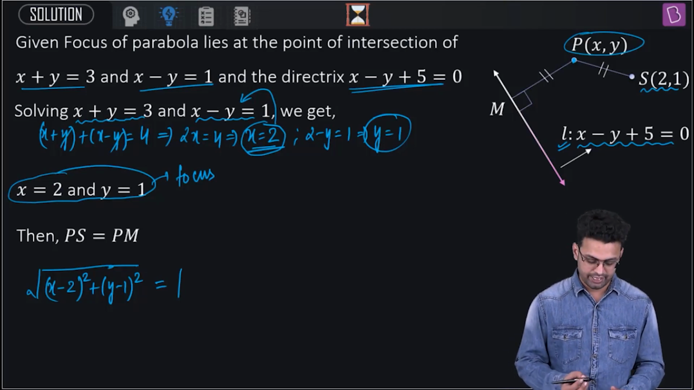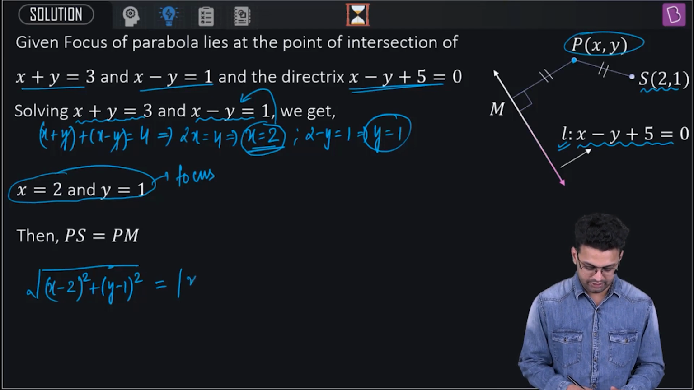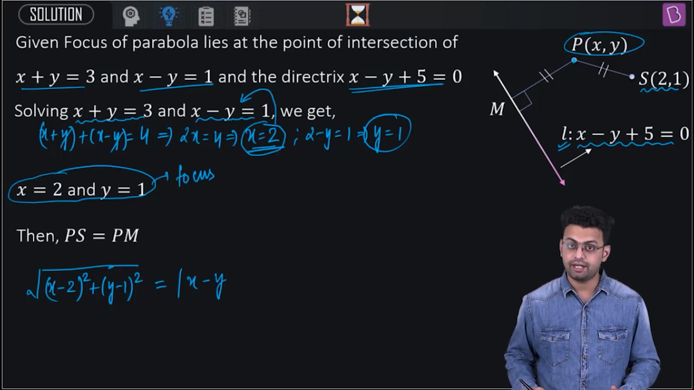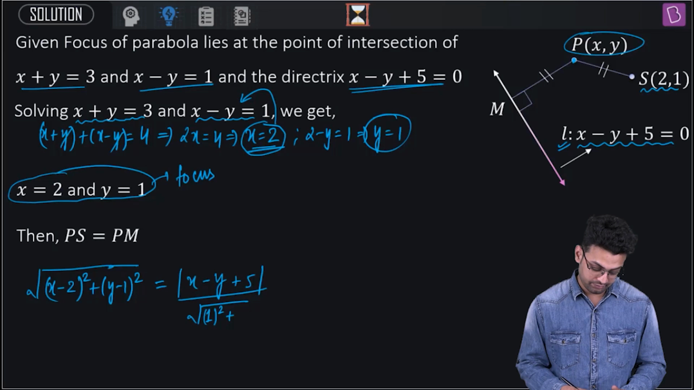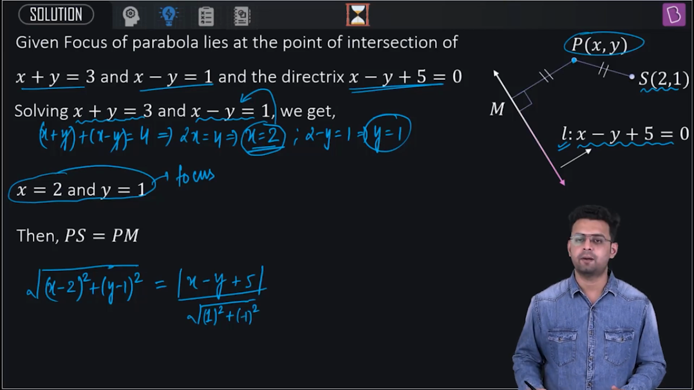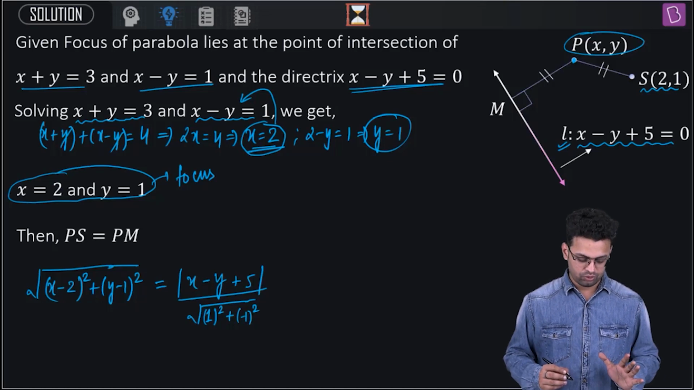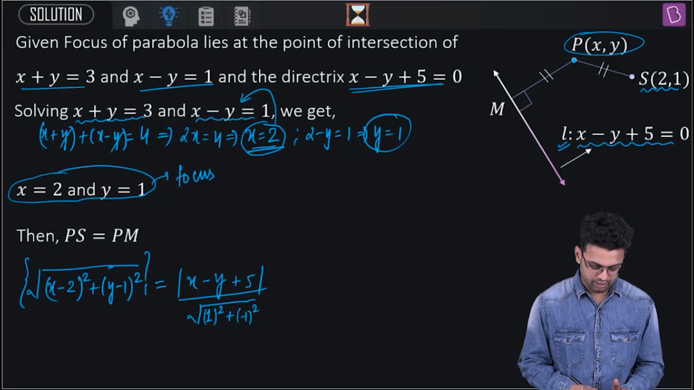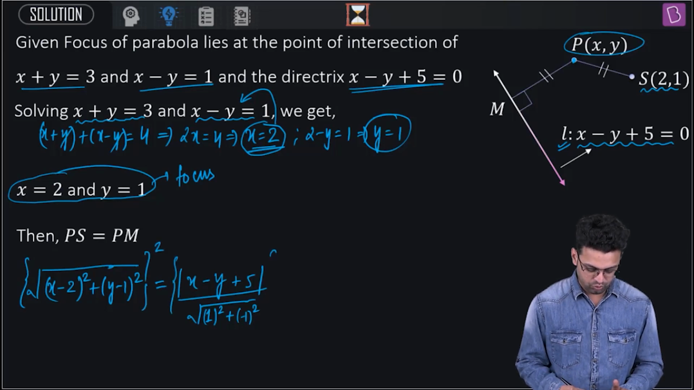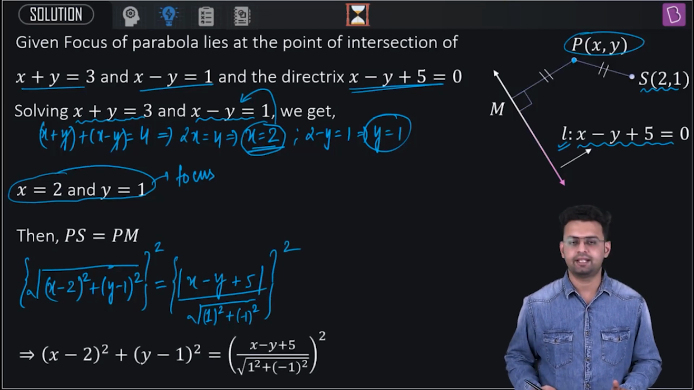So a is 1, x1 is itself x. So what I'll get is x, then by1 will become minus y. Correct? And c is plus 5, so it will remain plus 5, upon root over a square plus b square. So I'll get 1 square plus (minus 1) square, correct? Because a is 1 and b is minus 1. Now, there is a root lying on the left hand side. We have to remove that root. What I'm going to do is square both sides of the equation and I'll get this.